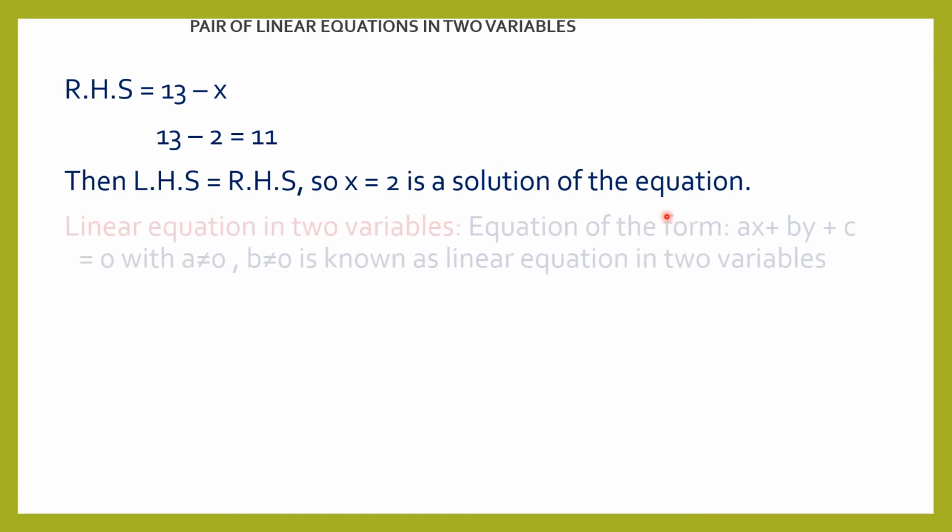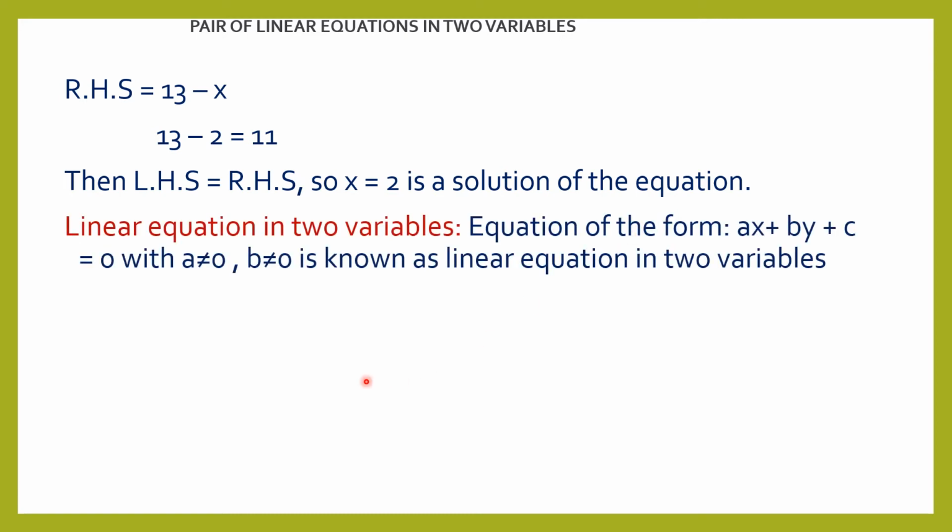Clear? Now linear equation in two variables. We have already done linear equation in one variable. So what is the general form of linear equation in one variable? ax plus b equal to 0. Now we will go to linear equation in two variables. Two variables means either x or y, or p or q. You can take any two variables.